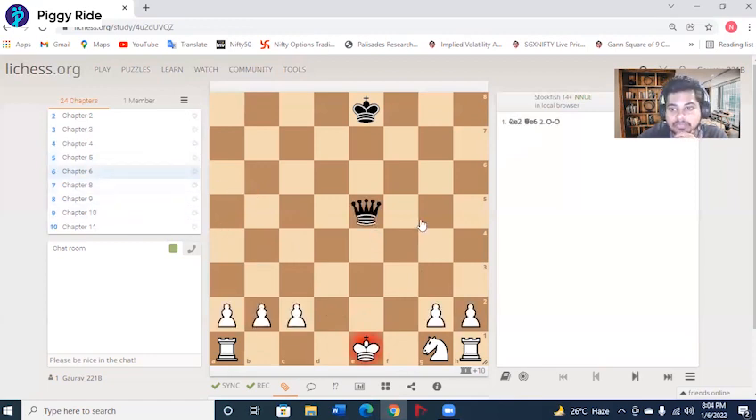So what now? Do you think you can castle? Here comes rule number 3. If you want to castle and your king is currently in check, you cannot castle. You have to first evade the check.